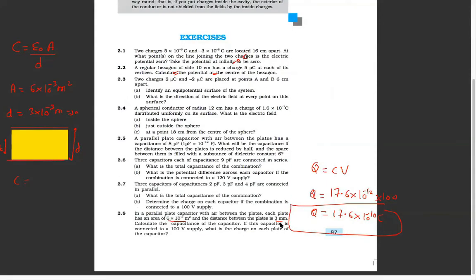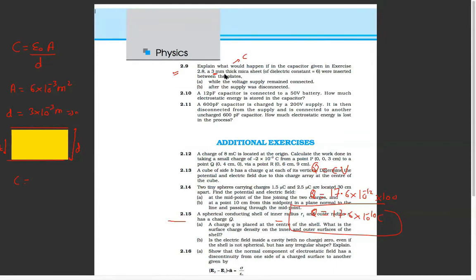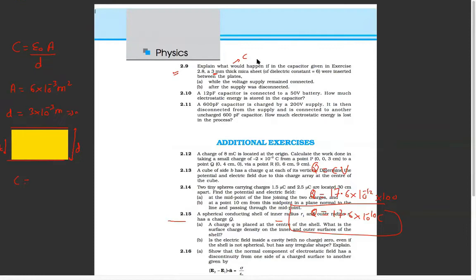Earlier too, the separation between the plates is 3 mm. And again, the thickness of the dielectric slab is 3 mm. That means the space is fully filled between the plates. Your capacity will be K epsilon naught A by D. I guess the answer of the first part should be the same as that of 2.8.